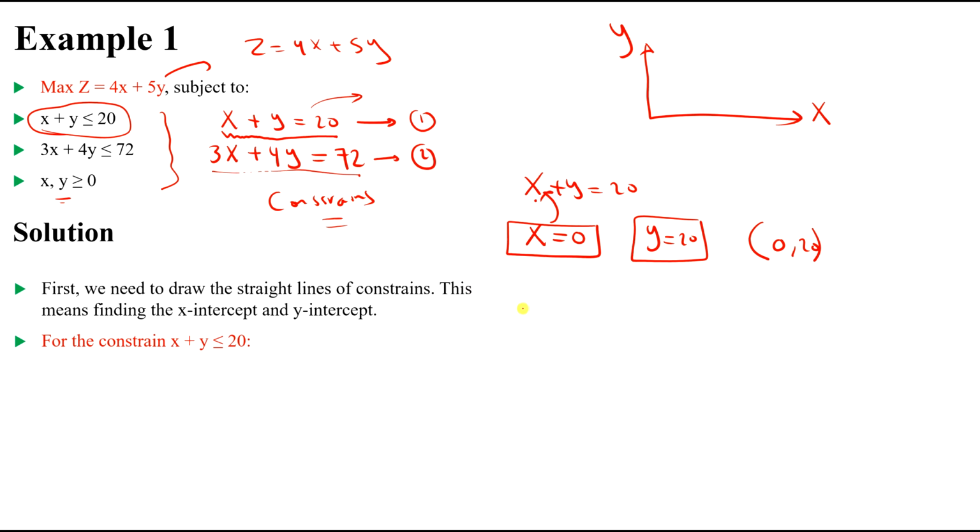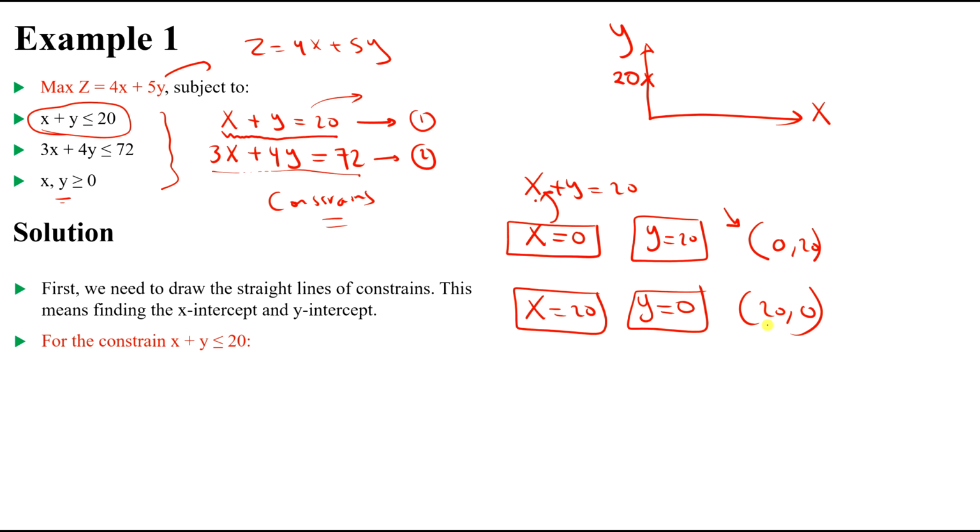Again, I'm going to do this for y. Now let's say y equal to 0. If I substitute y equals 0 in this equation, then x will be 20, right? So our second point is 20 and 0. So we have 2 points: 0 for x and 20 for y, that is the first point, like this.